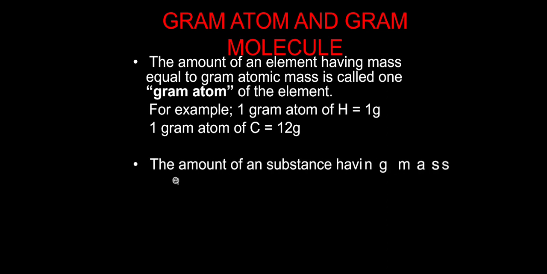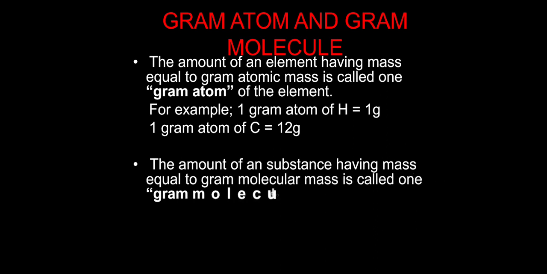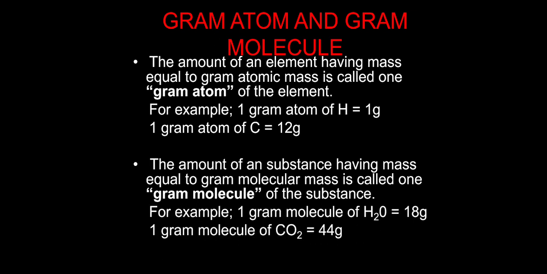Similarly, the amount of a substance having mass equal to gram molecular mass is called 1 gram molecule of the substance. For example, 1 gram molecule of water is 18 gram, because 18 gram is the gram molecular mass of water. So instead of saying 18 gram of water, I can say 1 gram molecule of water, which means the same thing. Instead of saying 44 gram of carbon dioxide, I can say 1 gram molecule of carbon dioxide. So that is what we mean by gram atom and gram molecule.